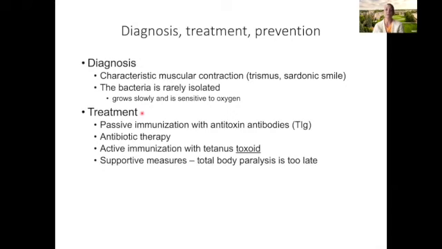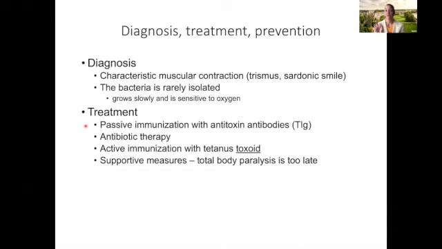Now, fortunately, tetanus does not have to be fatal. We have pretty good treatments for tetanus patients. The first is what we call passive immunization. In this instance, the patient will be given antitoxin antibodies, so antibodies that bind to the toxin and prevent it from acting. It's called passive immunization because your body is not making its own antibodies to the toxin, but you're getting them from another source.